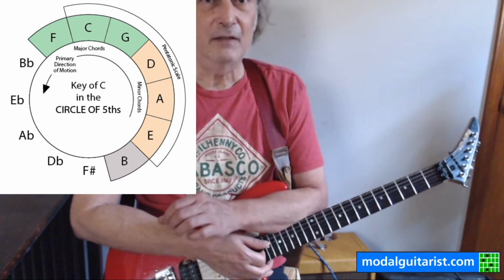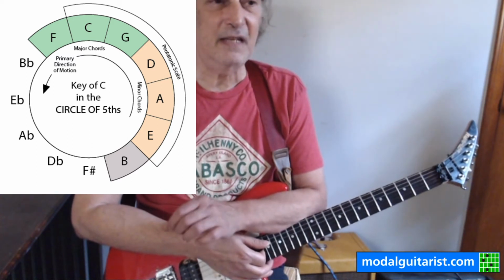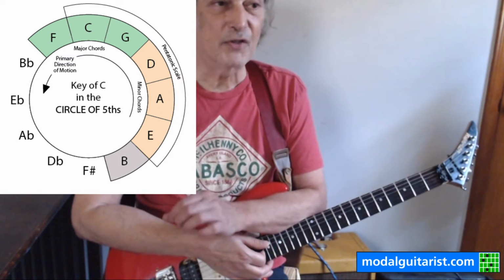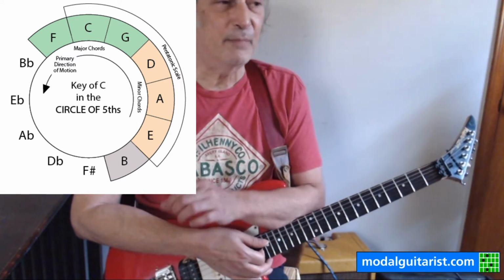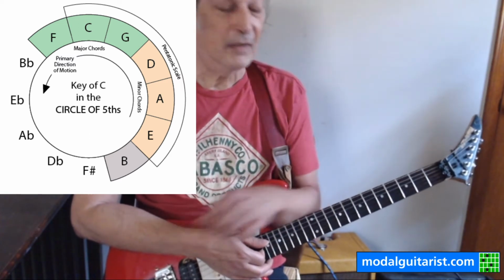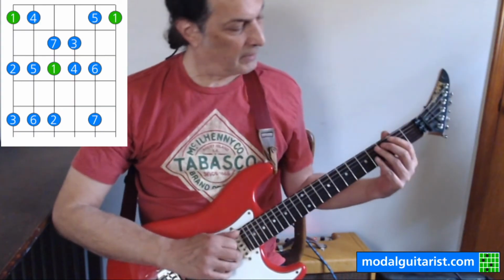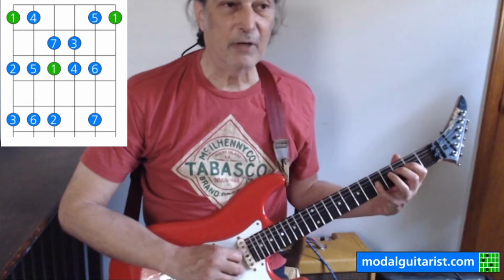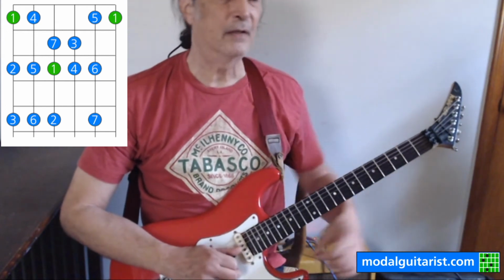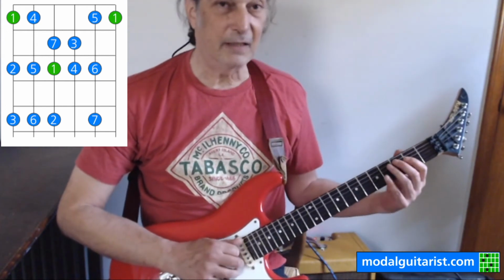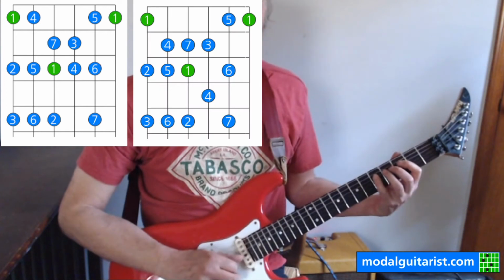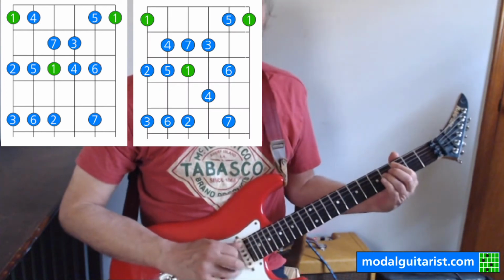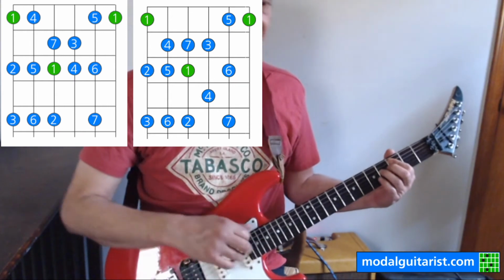The reason that the C Ionian and the F Lydian are so similar is because they're adjacent in the circle. If you were to look at that C Ionian again, half step from 3 to 4, half step from 7 to 1, contrast that with the F Lydian, that F sharp, the sharp 4, gives it a whole different sound.